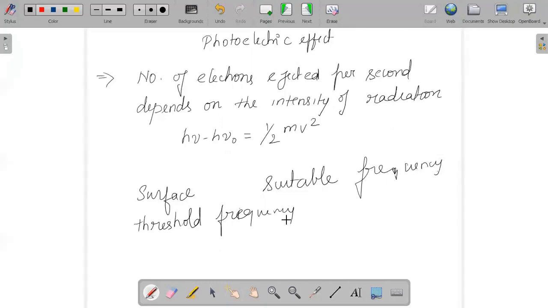And do remember, the energy of your ejected electron will be directly proportional to the frequency of the radiation. And the second criterion you should focus on is that the number of electrons ejected per second will always depend on the intensity of radiation. Hence you say h nu minus h nu naught will be equal to half m v square.